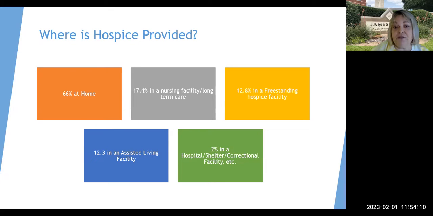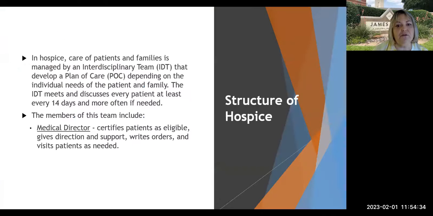They may be in a homeless shelter. They may be in a correctional facility. They may be living under a bridge somewhere. Wherever they are living, hospice will go. I was mentioning the survey earlier, whenever they ask Americans where they would prefer to die, and over 80% of Americans have said in 2022 that they would prefer to die at home.